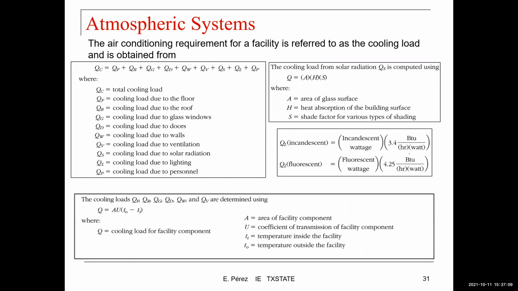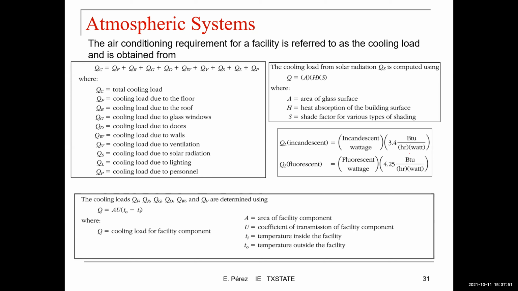So we went through an example, and then we also talked about the air conditioning requirement for a facility, or the cooling load. And this formula is quite similar to the heat loss formula, but we have some additional components here. So they are listed on this first side of the figure. This area, including the floor, the roof, the glass window, the cooling load due to the doors, the walls, the ventilation, the solar radiation, the lighting, and also because of the personnel that is inside the facility.